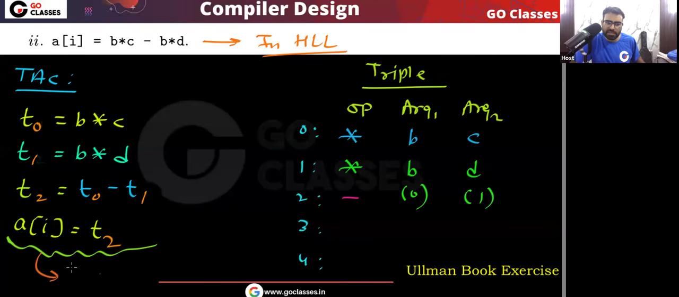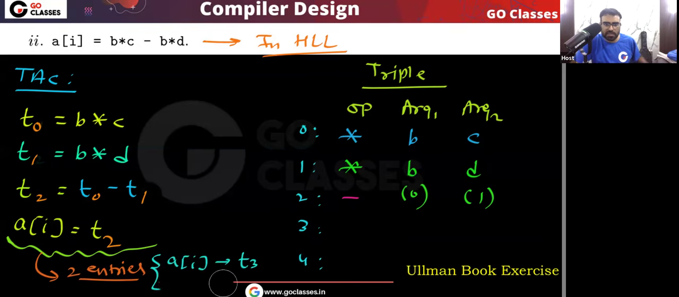Okay, we have already seen that for this there will be two entries. What are the two entries? The first entry is where we compute the location, which we will store in some temporary variable, let's assume t3. And the next entry will be that at this location we are going to put t2.